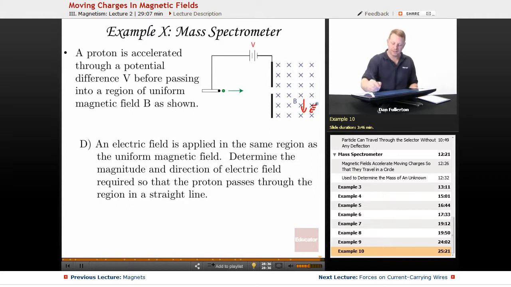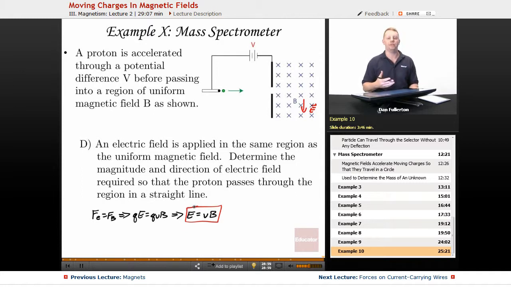And in the velocity selector, we have the electric force equal to the magnetic force, which implies that qE equals qvB, which implies that the electric field strength has to be equal to v times B.